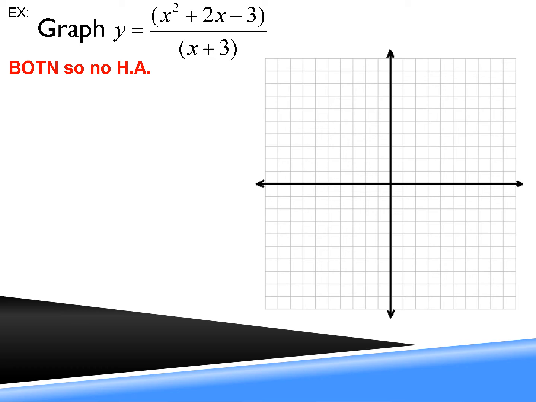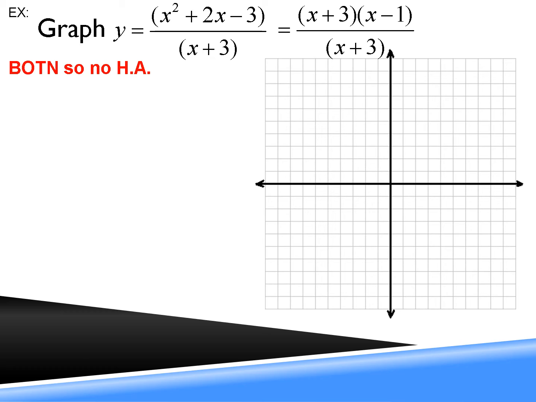Step 2, we're going to look for holes. But remember, when you're looking for holes, you have to completely factor. So we're going to have to factor the tops and the bottoms if necessary. So you're going to have to revisit your factoring skills. I know, you're so excited. If we factor the top, what two numbers multiply to make -3 that add to make +2? That's right, +3 and -1. So that becomes x plus 3 times x minus 1 over x plus 3.